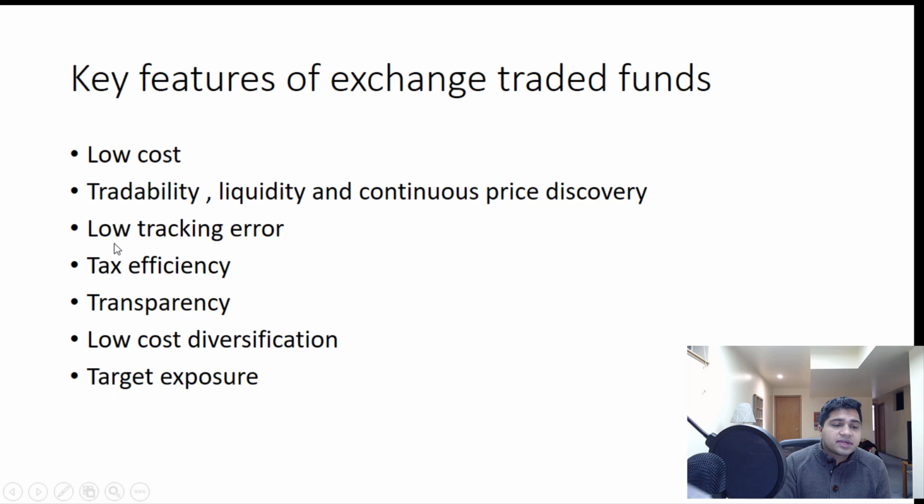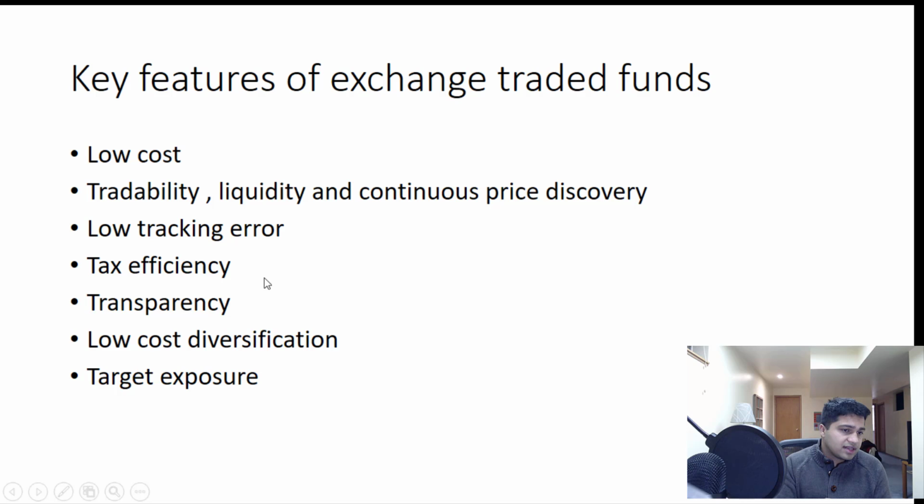Then they generally have a low tracking error. Now what is tracking error? Tracking error is the difference between the actual return the ETF has given and the actual return that the index has given. So if the index is giving 10% and the ETF is giving 9%, the difference of 1% is the tracking error. Tracking error is generally negative, but it can be positive also.